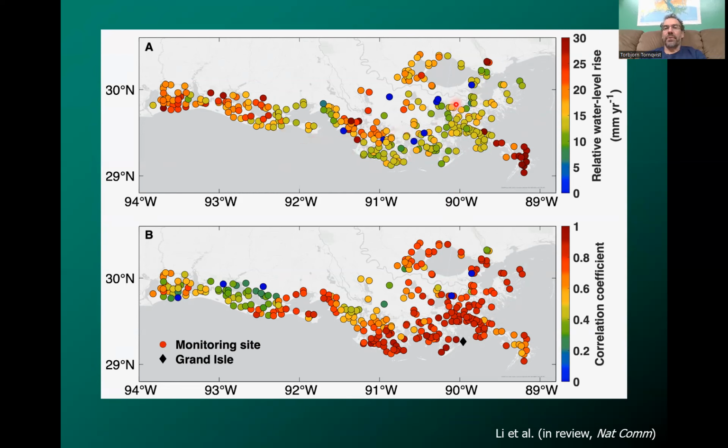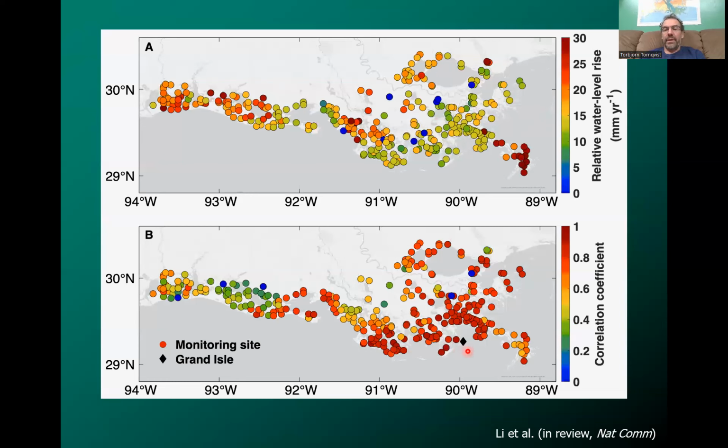These are the rates of water level change, or relative water level rise, at all these CRIM sites. And there is quite a lot of variability, right? And generally, these rates are quite a bit higher than what we see on the coast. And the reason for that is that here, vertical land motion is part of the story.